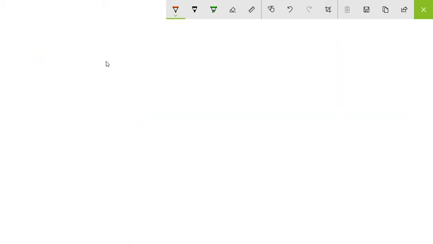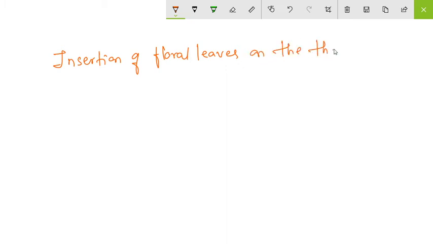Then the next, that is insertion of flower. Insertion of floral leaves or floral whorls. Floral leaves means calyx, corolla, androecium, gynoecium on the thalamus. Okay, so the insertion of floral leaves means what? That means on the thalamus, in which manner these floral leaves are situated with respect to the gynoecium. So it is known as the insertion.